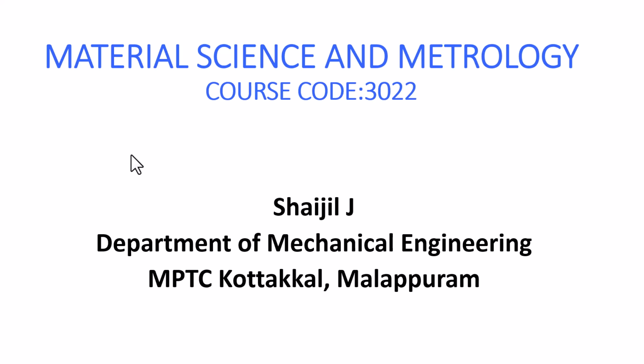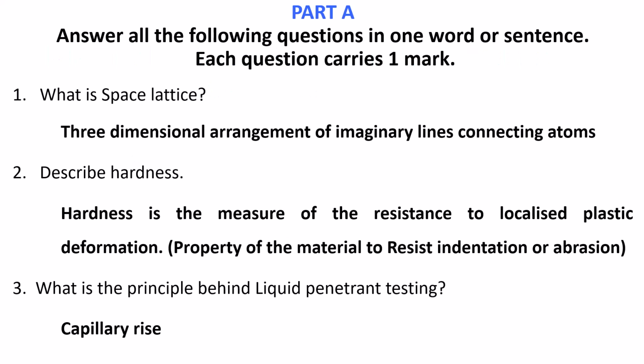In this session, I am going to discuss the last year question paper of Material Science and Metrology. The course code is 3022. Part A, one mark questions. What is space lattice? It is a three-dimensional arrangement of imaginary lines connecting atoms is called space lattice.